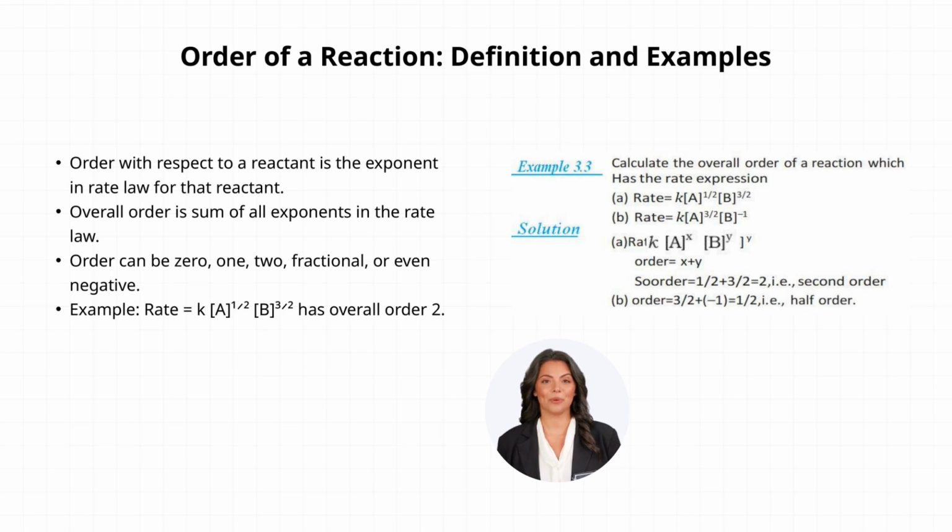In the second example, B has a negative exponent, meaning increasing B slows the reaction. The overall order is a fractional 1/2 here. This means the reaction is complex, and these fractional orders tell us something deep about the reaction mechanism. Remember, order influences how sensitive the rate is to concentration changes. Can you think of a real-life scenario where increasing something can slow down a process? Pause for 20 seconds and reflect.